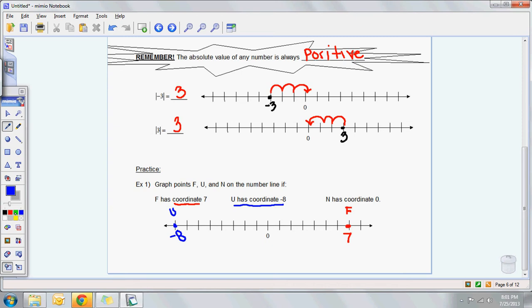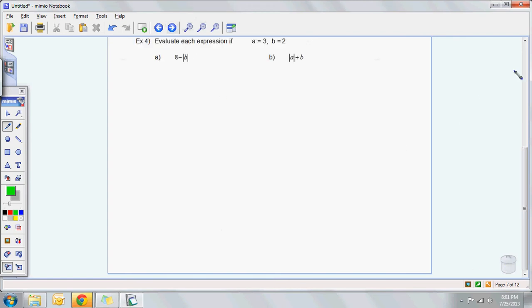And then my last one is N, and that's going to be at 0. So that's easy. 0 is right here. That's my coordinate, and I'm going to label that as N. So that was this one. All right, so that's how we label. We've got absolute value, how to label it, and let's move on to the next page here. Let's scroll back up.